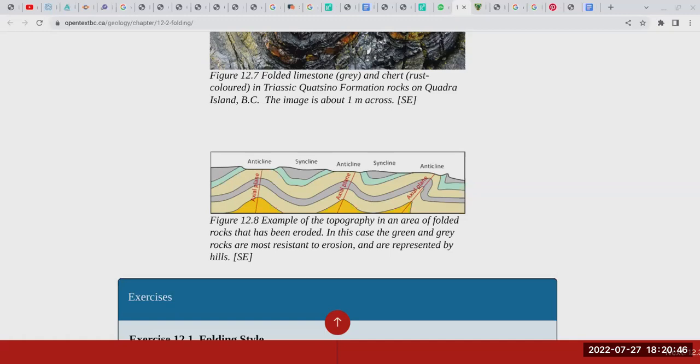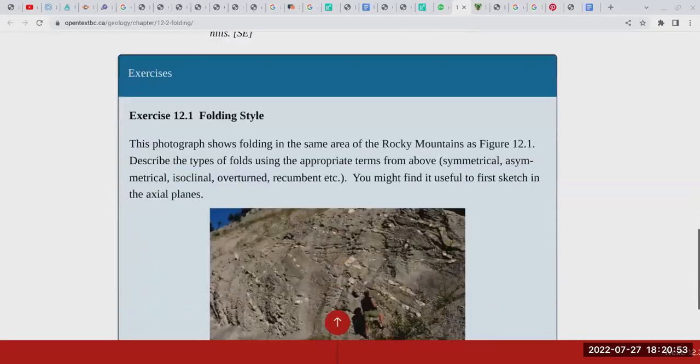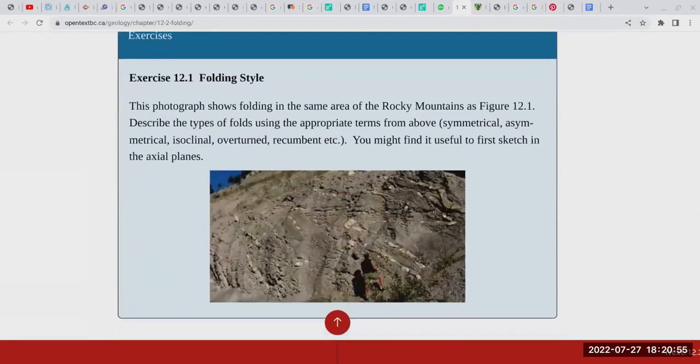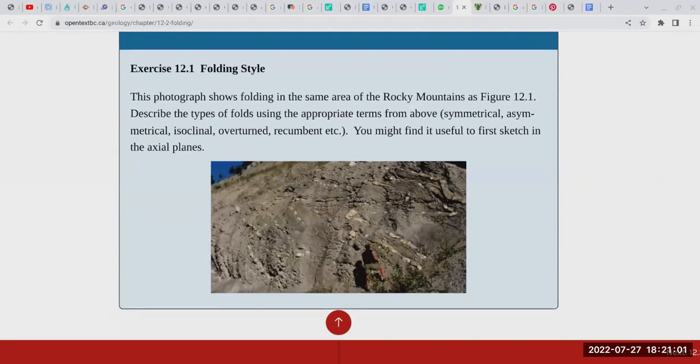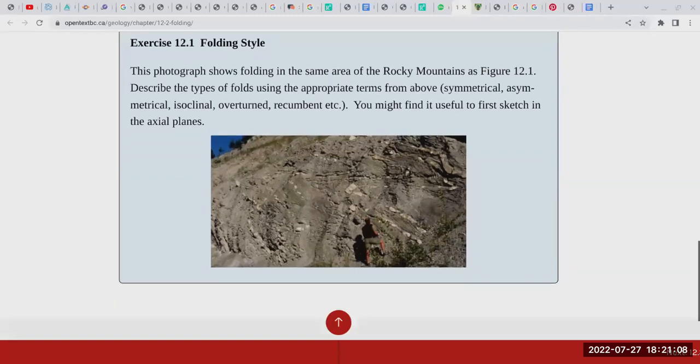Very good. All right. So now, they gave an exercise on here. It says this photograph shows folding in the same area of the Rocky Mountains in figure 12.1. Describe the type of fold using the appropriate terms from above: symmetrical, asymmetrical, isocline, overturned, recumbent. You might find it useful to first sketch the axial planes.